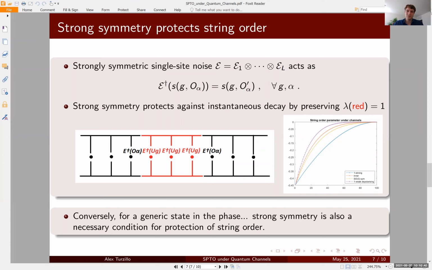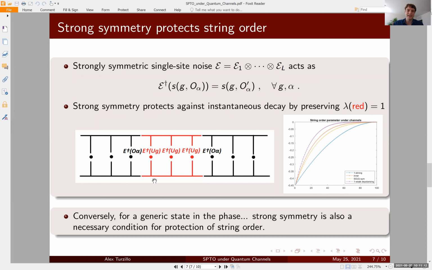So in practice, when one's evaluating string order, there are two components. There's the bulk piece, which I've drawn in red in this picture here. It's just many copies in the thermodynamic limit of some transfer matrix. And in order for this expectation value to not vanish instantly in the thermodynamic limit, the highest eigenvalue of that transfer matrix has to be 1.